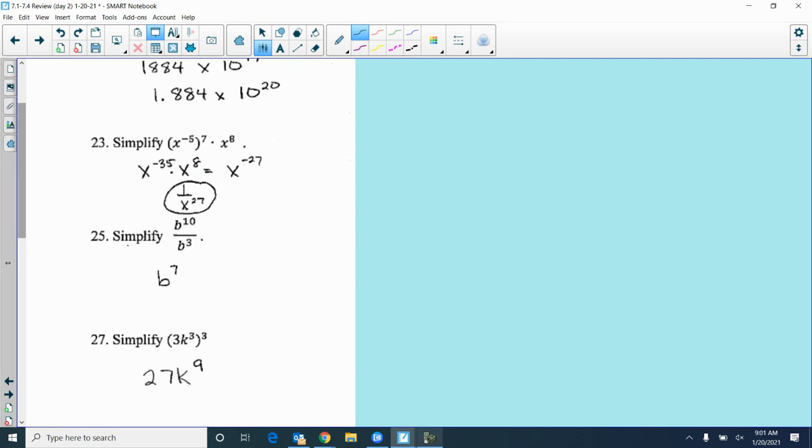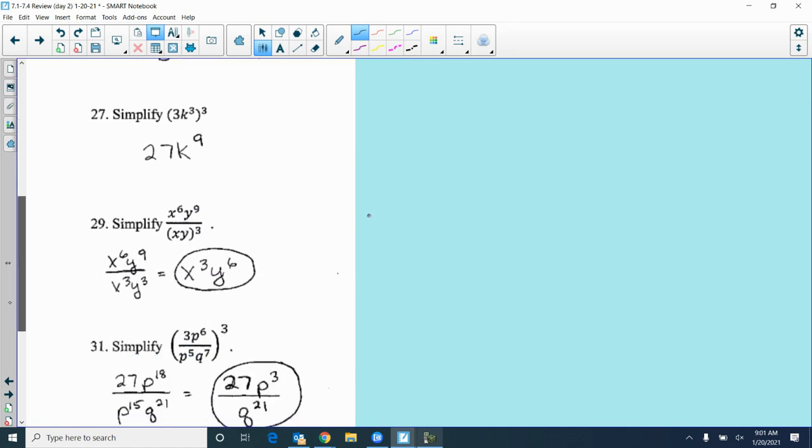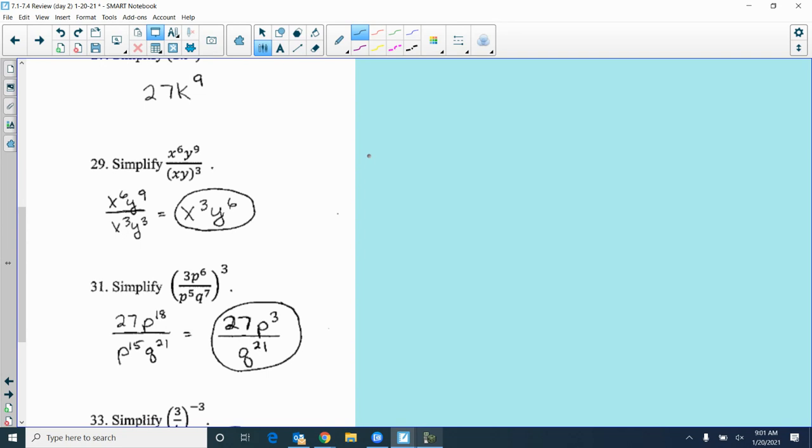Yeah. Okay, Amanda, how about 33? 1 over 27b. Like that? All right, Rachel, how about 35? There's no 35? We'll make one up. 29. x cubed y to the 6th. Got it. 31. 27p cubed over q to the 21st.